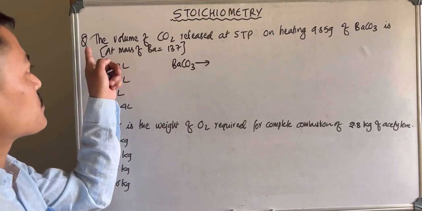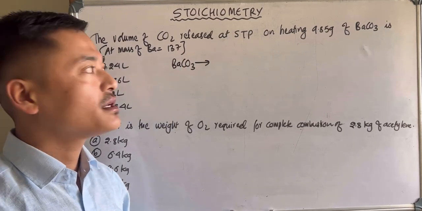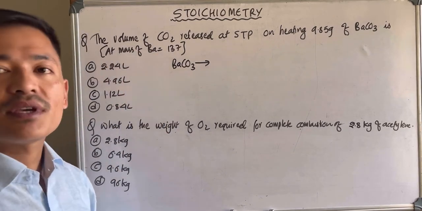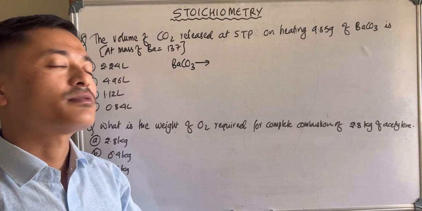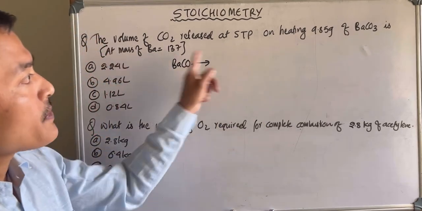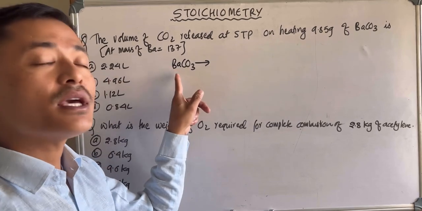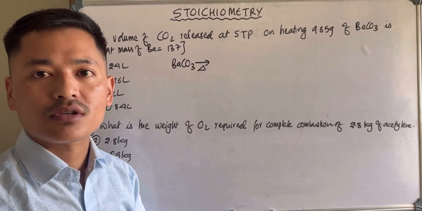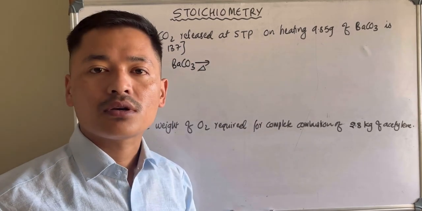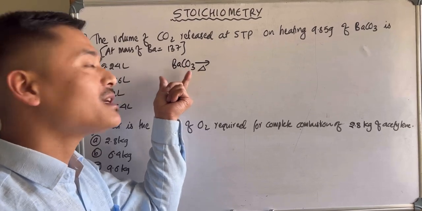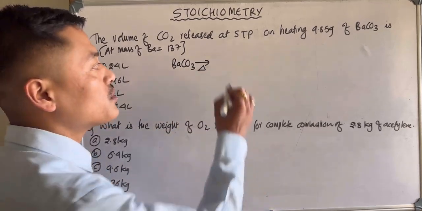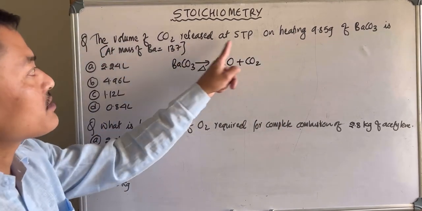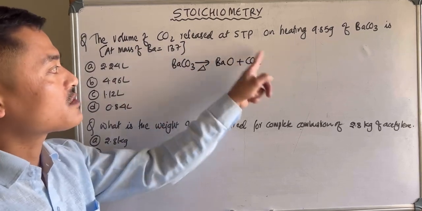So take this another question. The volume of CO2 produced at STP when heating 9.85 gram of BaCO3 is, here the atomic mass of Ba is given. Now your first duty is to write a balanced chemical equation. So BaCO3 is simply heated. Here it is not combusted. You shouldn't react this with oxygen, because here the word combustion is not there. You are simply heating BaCO3, and if you heat BaCO3, it will simply decompose to give BaO and carbon dioxide gas, because you have to find out the volume of carbon dioxide gas. That is why this will be the equation.